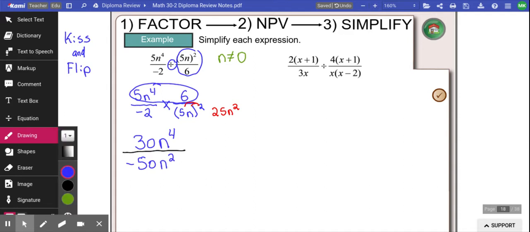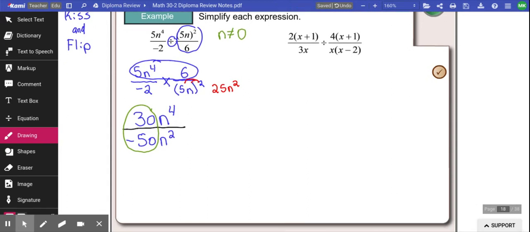Now looking at this, numbers with numbers. Okay, so 30 and negative 50 can both divide by 10. We also do something called floating that negative to the top, right? It's just more standard to write the negative on the top instead of the bottom of a monomial. So I would write this as negative 3 over 5.